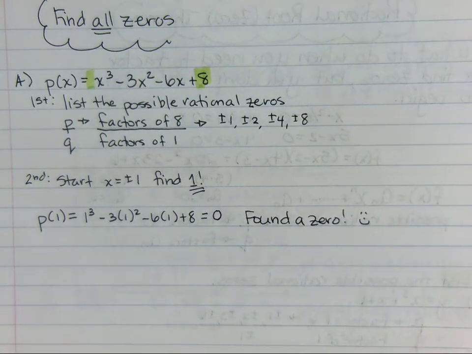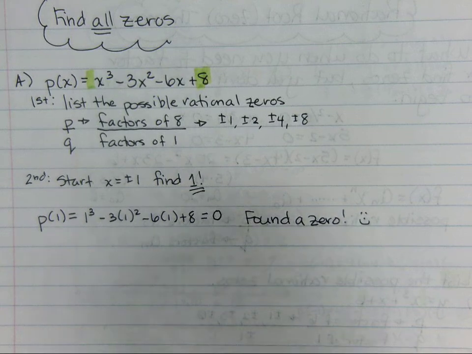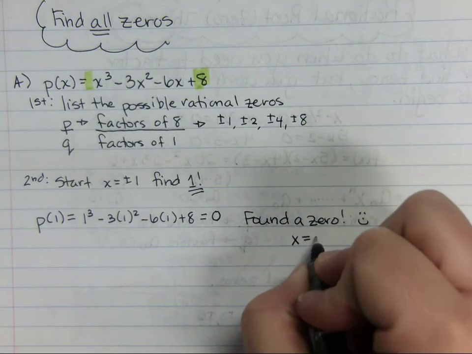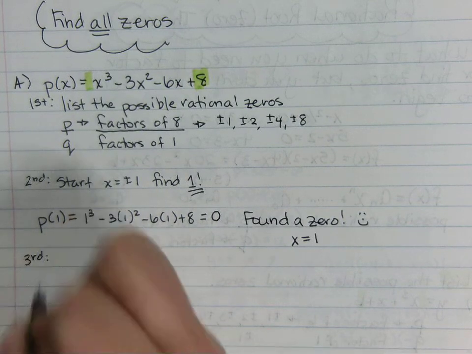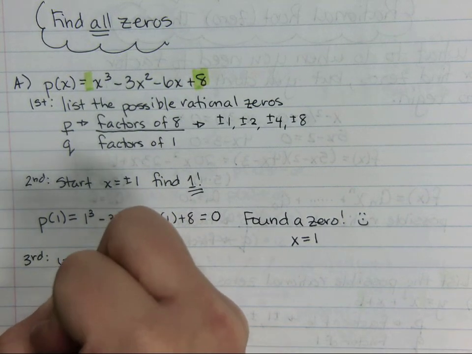Now you can be happy, because what that means is that one of your values is when x equals 1. And if I move that over as a factor, I also know one of my factors. So here's the third thing you got to do. Now you want to use that 0.